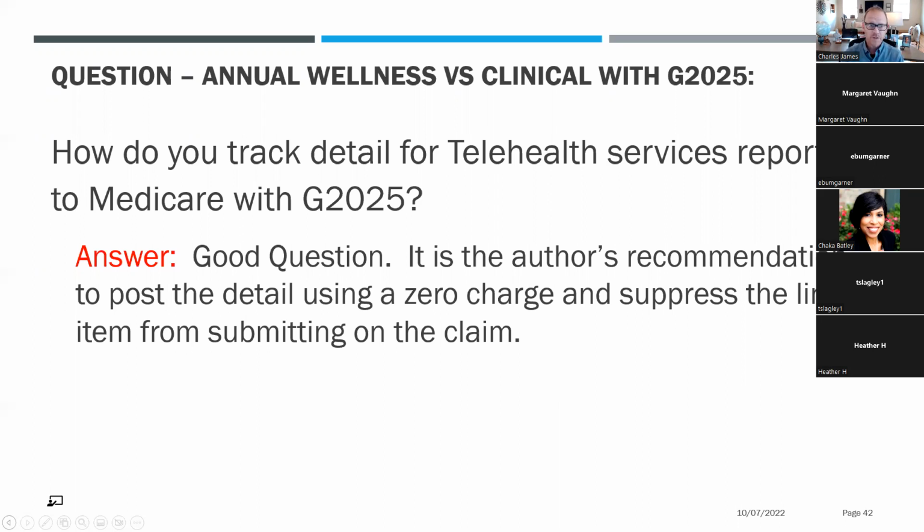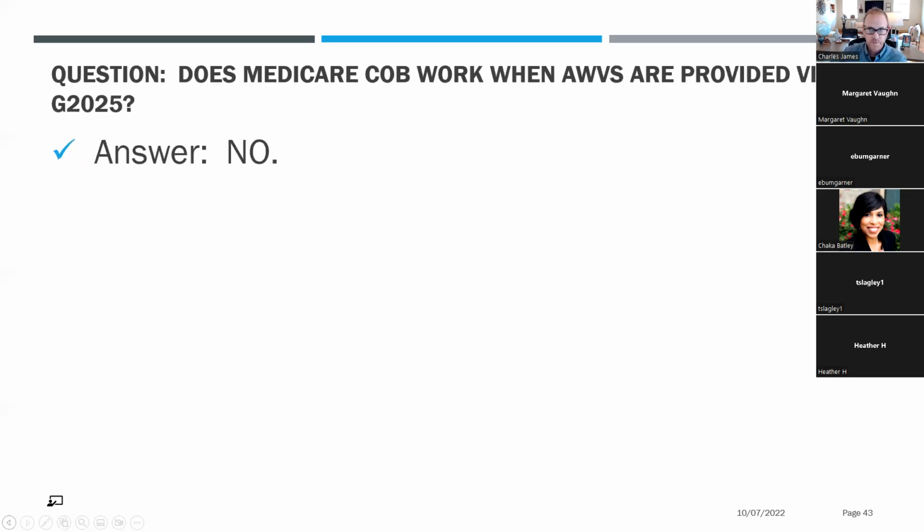Otherwise, not only does Medicare not know that you provided an annual wellness visit, you have no idea of what service was provided when you did a G2025, other than going and looking in the patient note. That's the other problem we came across. So we think it's a good idea to report the actual detail with your G2025, but regardless, Medicare still has no way of knowing that you did an annual wellness visit. There's no way coordination of benefits will get that information, and there's no fix that I know of. There's no workaround that I know of.